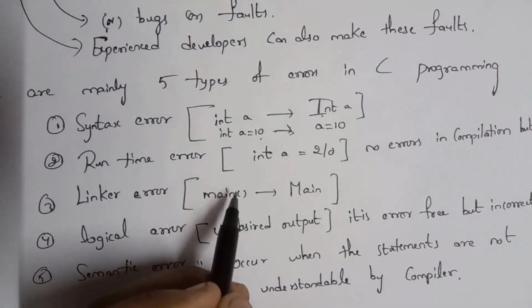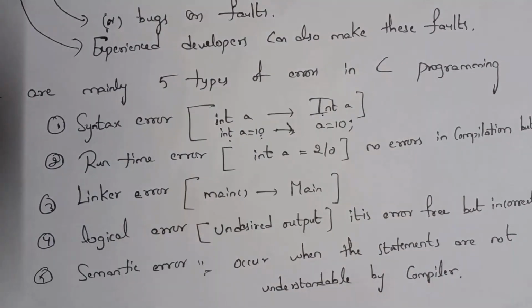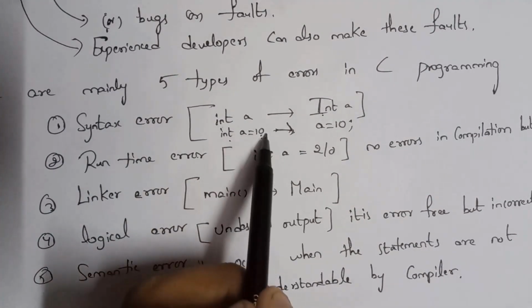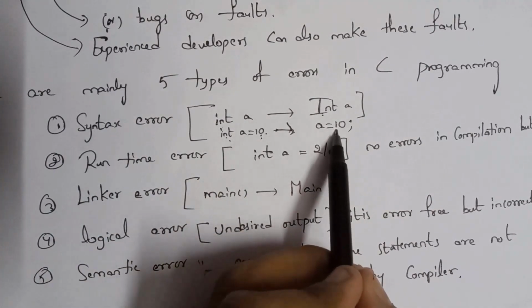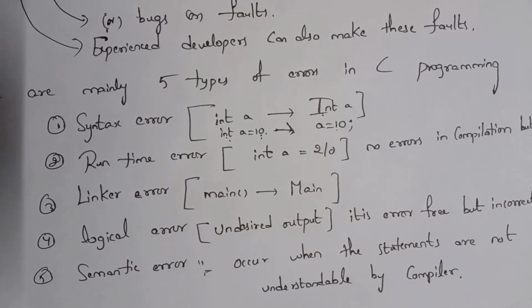And we need to declare variables with a data type. Like, we need to write int a equal to 10. If I write just a equal to 10 without writing the data type, then it is also considered a syntax error. Next one is runtime error.